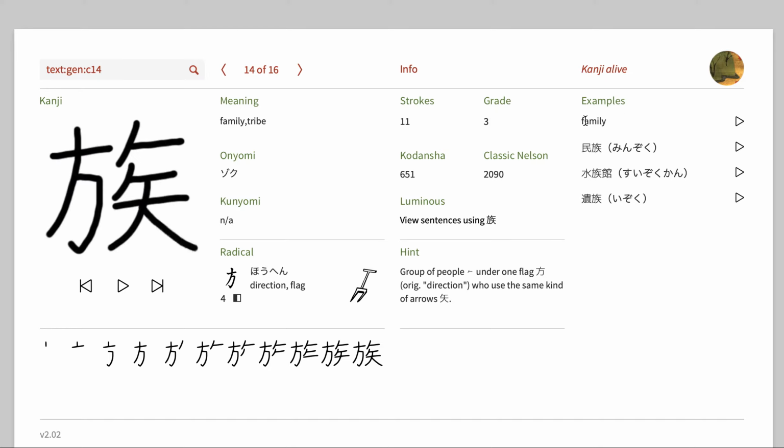So kazoku, family, I like to translate it literally as house tribe. Minzoku is a race or a nation. Suizokukan is a water tribe institution or an aquarium. And izoku is a bereaved family, right? Literally the tribe or the clan of the deceased.